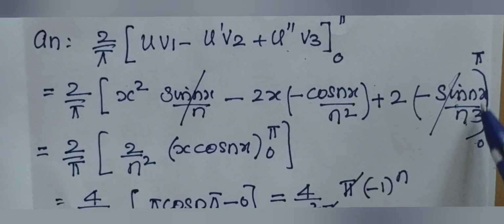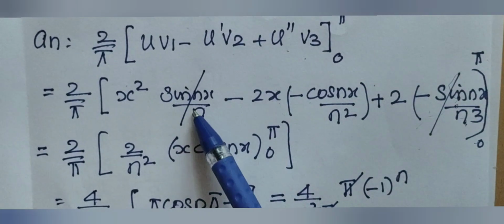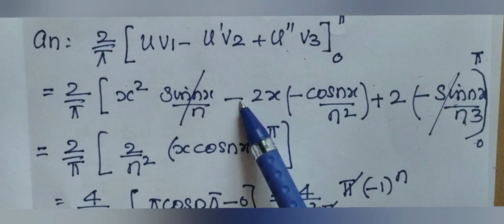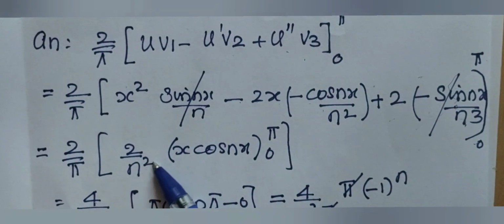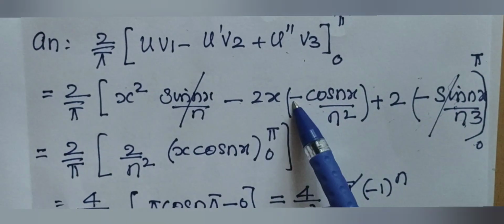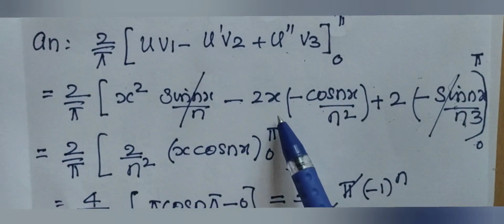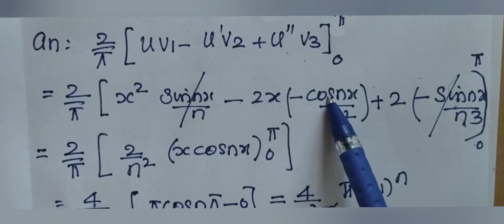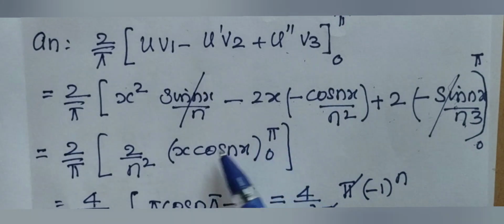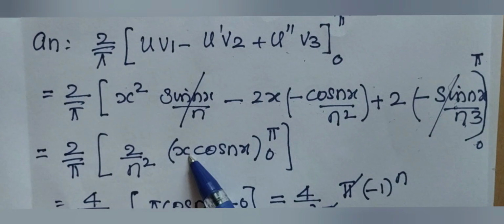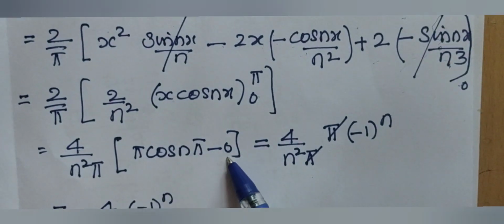Here, since the limit is 0 to pi, we can cancel the sine terms. So these two sine terms will be cancelled. Now here minus 2 by n square, that is minus 2 by n square, there is one minus into minus, plus. So 2 by n square we can take as common. So the remaining is only x cos nx. Apply the limit, that is upper limit pi cos n pi minus the lower limit. When you put x is equal to 0, this lower limit will be 0.